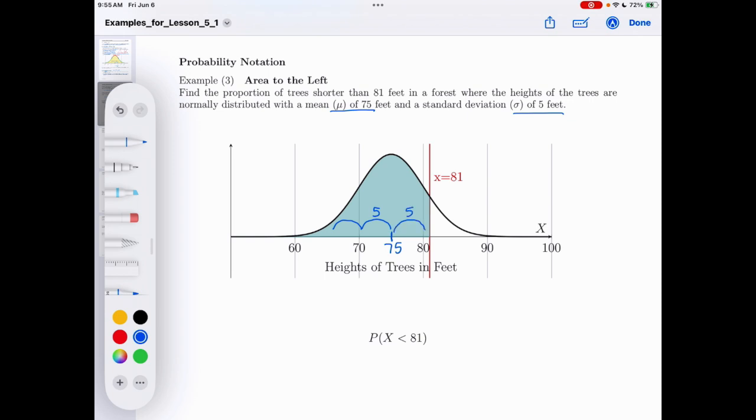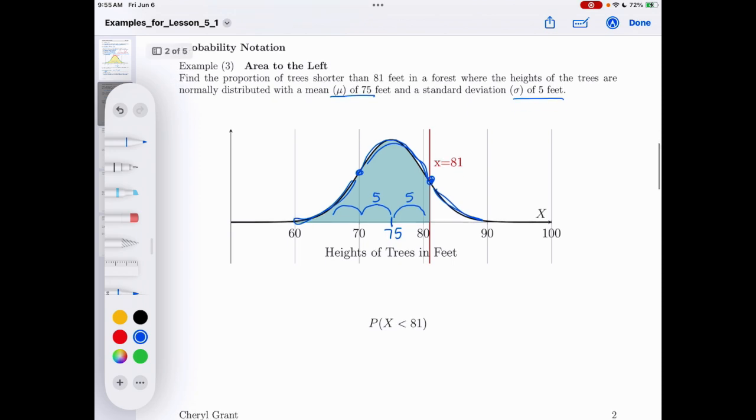Now, if we look at when I come out one standard deviation in either direction from 75 to 70 or 75 to 80, look at where that's at. It's right where the graph turns from concave down to concave up. So that standard deviation helps determine the shape of the graph along with the mean. Now, if we wanted to find the proportion of trees that are shorter than 81, the probability notation would look like this. We would say the probability that x is less than 81.